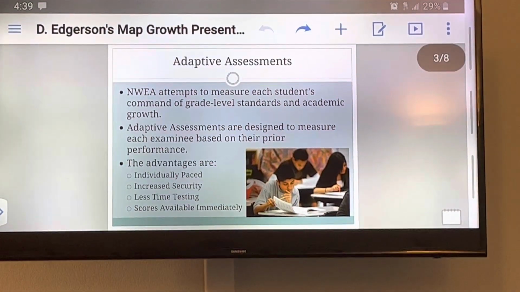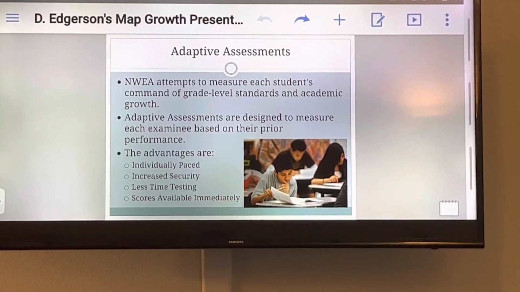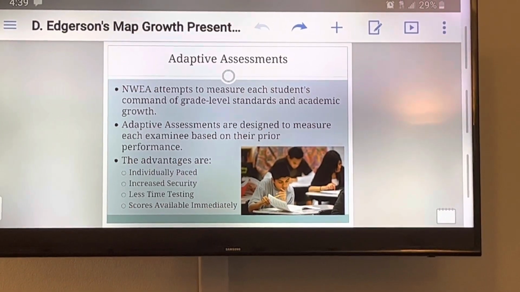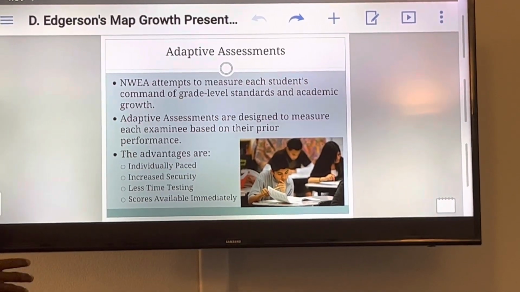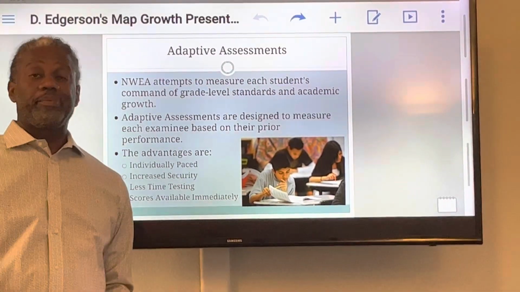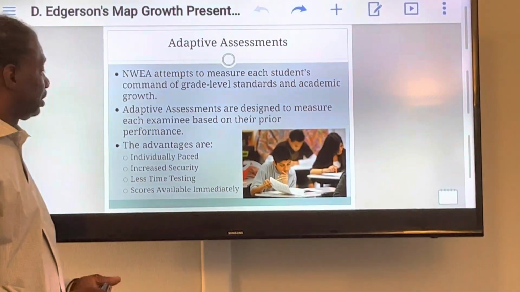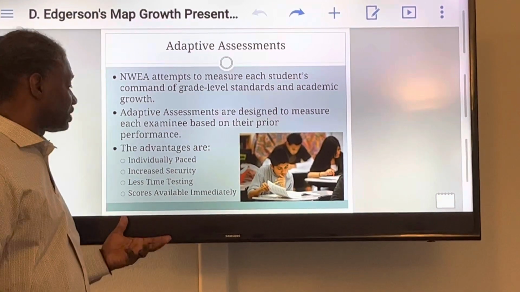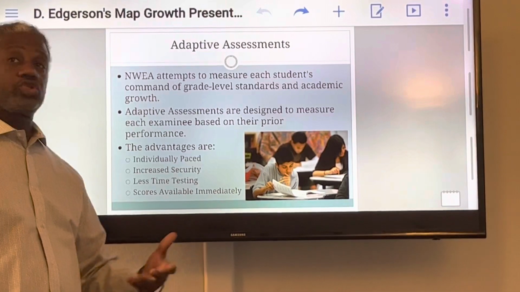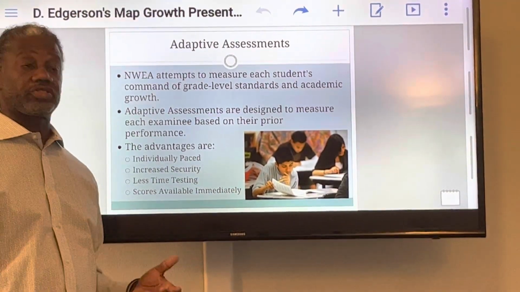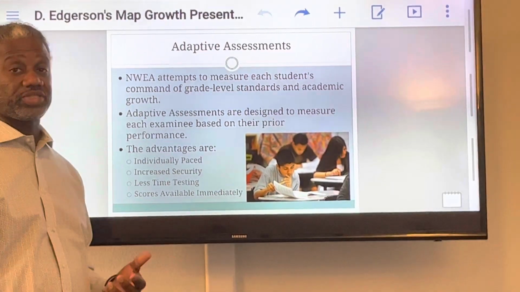Let's talk about adaptive assessments. NWEA attempts to measure each student's command of grade level standards and academic growth. They do this by a design that is tailored to each examinee based on his or her own proficiency. The advantages of this process are that the assessment is individually paced. Students no longer have to compete with their peers. They're only in a race with themselves.